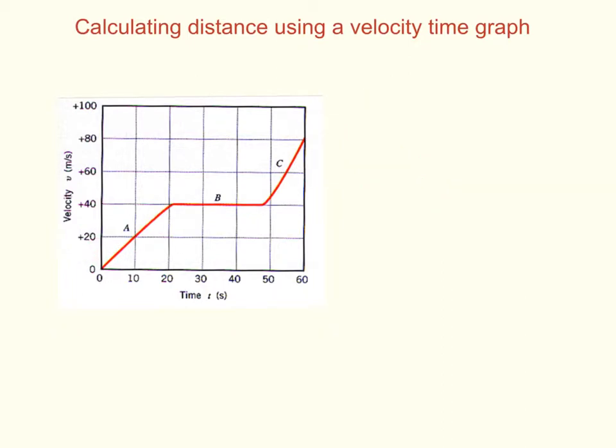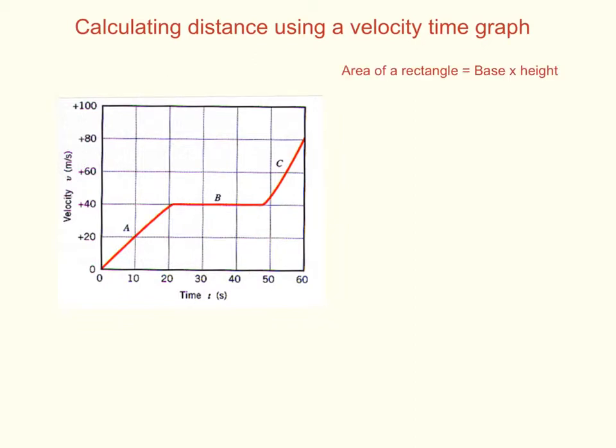We're now going to have a look and see what happens in this section here, which is B. So this area here is a rectangle. Now I just need to be careful here because the line doesn't go exactly up to 50, it's around about 48. So I'm now going to calculate the area of this rectangle.